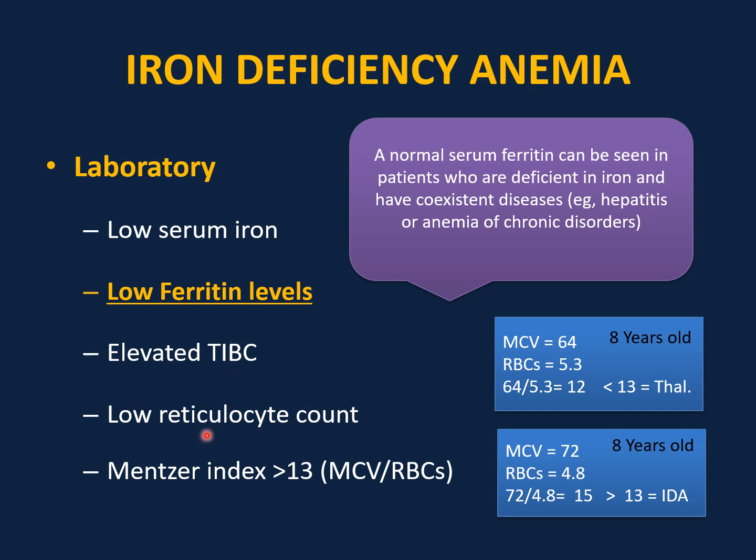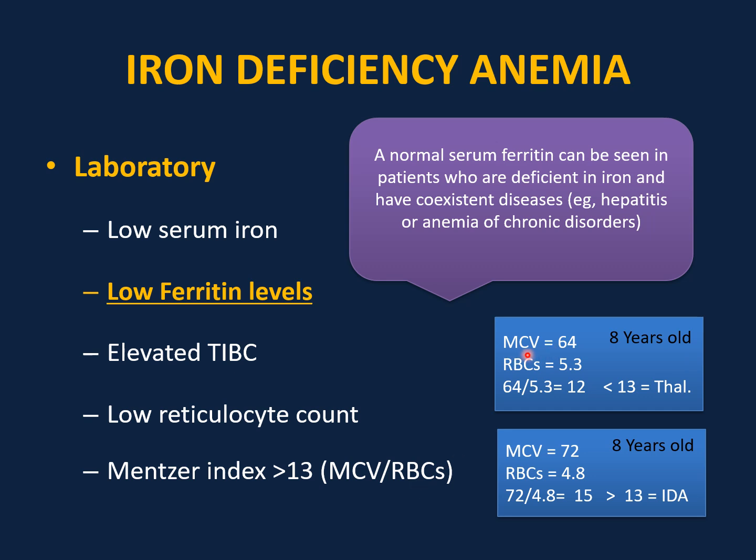The retic count will be low because there is no iron to make red blood cells. The Mentzer index is suggestive, not diagnostic, but is suggestive of iron deficiency anemia if it's more than 13. How to calculate? MCV divided by red blood cells in millions.